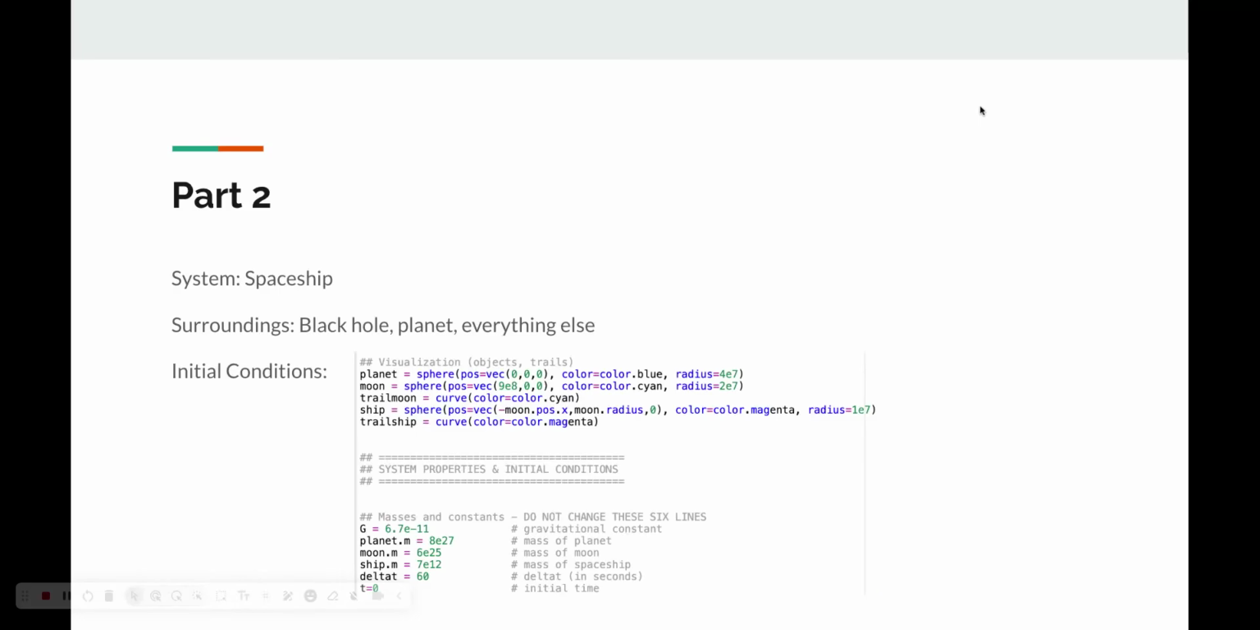In part 2, the system was the spaceship, and the surroundings were the black hole, planet, and again everything else. But everything else really doesn't matter because the black hole and planet were the only two objects that force was considered to act on the spaceship.